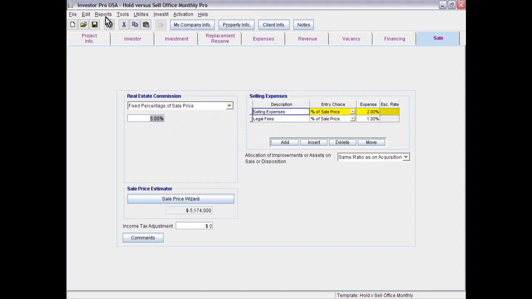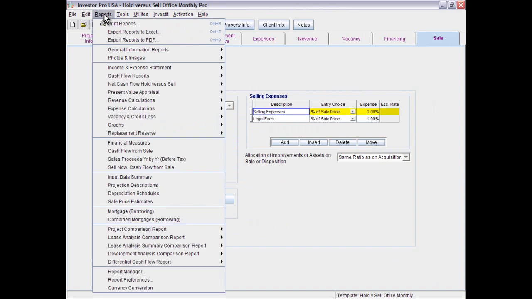To view reports, we go to the Reports menu, and there's a very large selection of reports. You can export out to Excel multiple reports, same thing with PDF. I'd like to point out that you can also compare up to 4 analyses side by side using the Project Comparison Report. I'm just going to focus on a few of the critical reports related to hold versus sell. The most important one is the net cash flow, hold versus sell, and we need to look at that after tax.